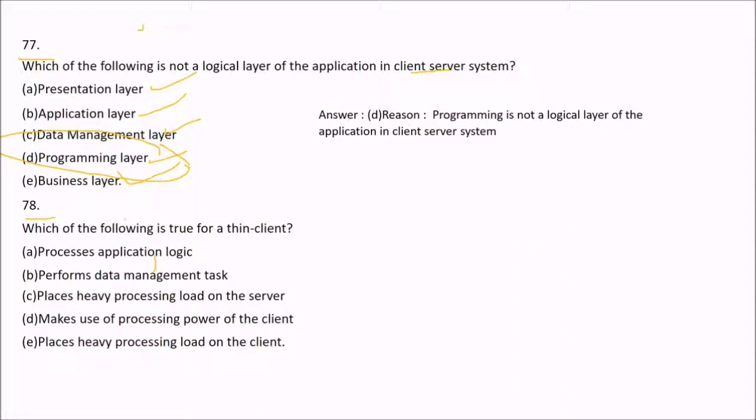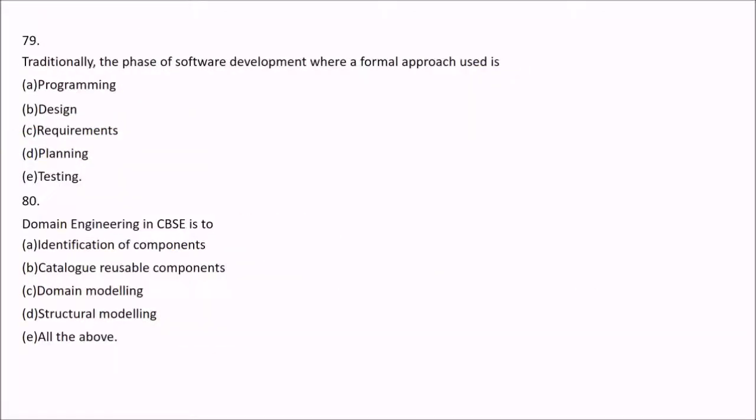78. Which of the following is true for a thin client? It processes application logic. This is true. Performs data management tasks. True. Places heavy processing load on the server. No, that is why they are called thin clients. They cannot place heavy processing load on the server. Makes use of processing power of the client. This is also true. Places heavy processing load on the client. Maybe. But the answer is C. Places heavy processing load on the server.